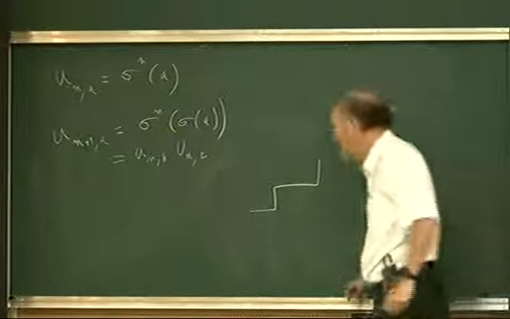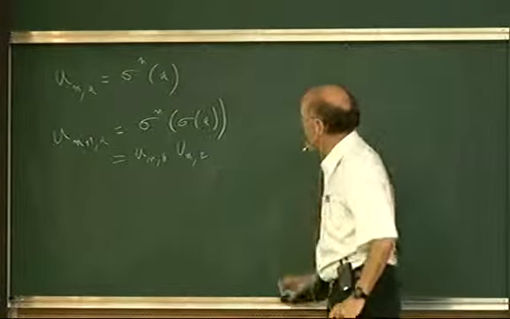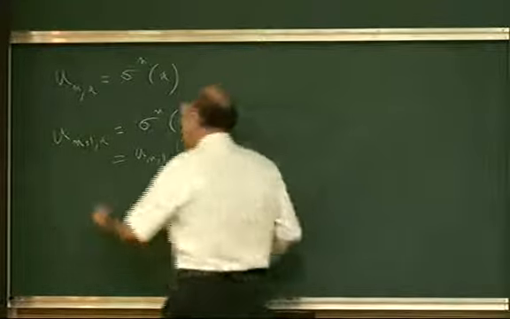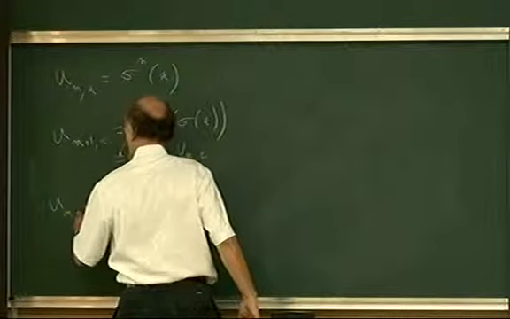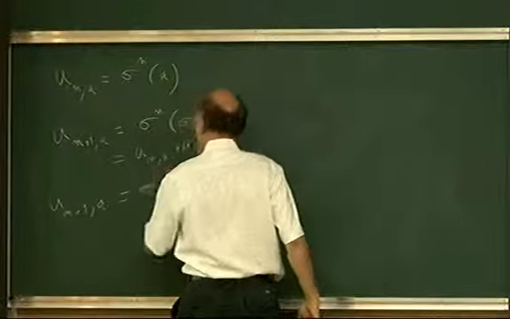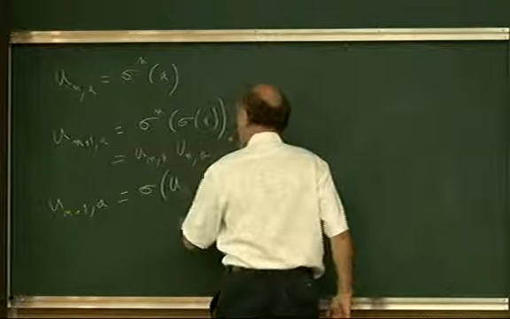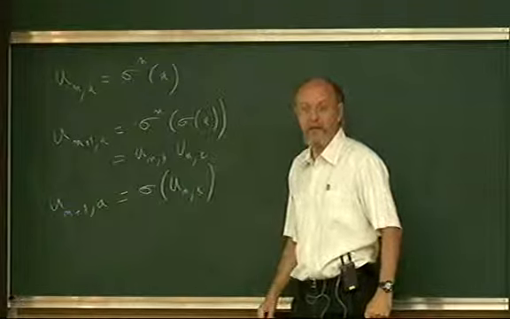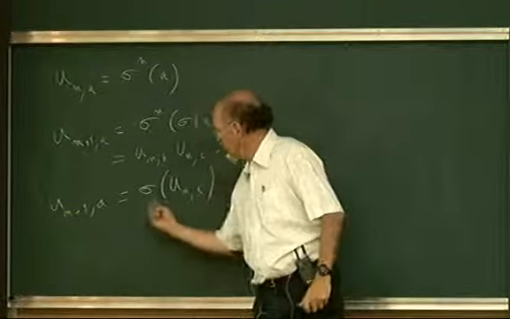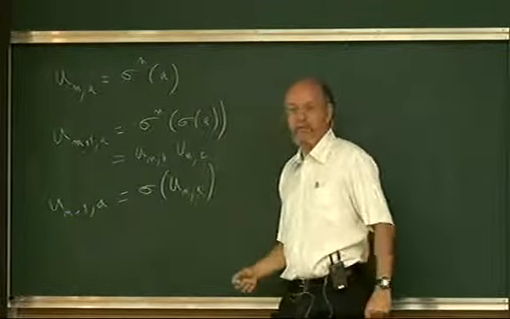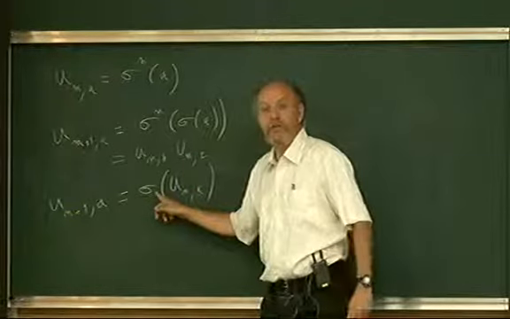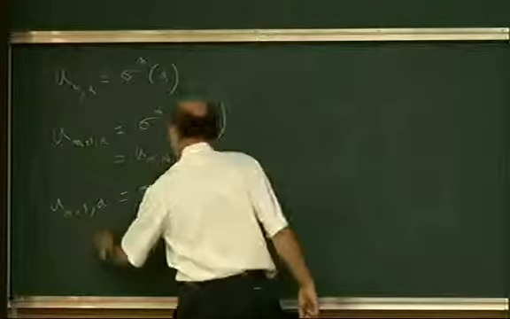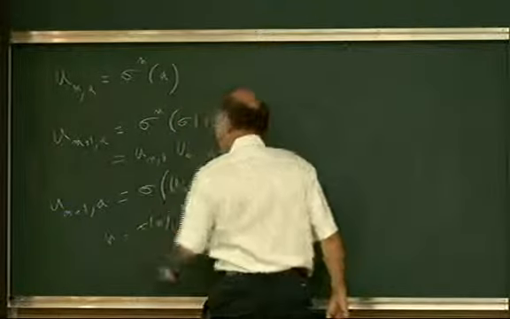This is a non-trivial condition. So this is essentially these very easy things. But you can also write, instead of writing sigma n of sigma, you can write sigma of sigma n. That is U_{n+1}A is equal to sigma of U_nA. And this one goes to the limit as n goes to infinity, U is equal to sigma of U.